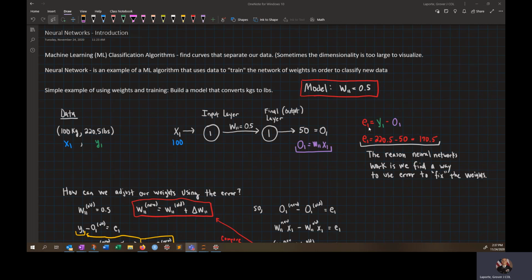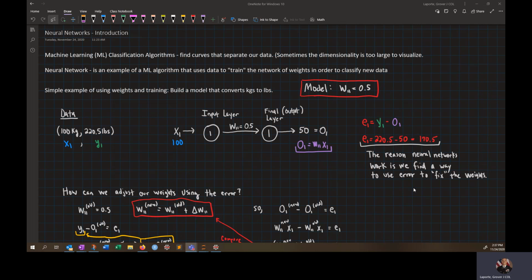And we found out that because we know the true value, right, the target should have been 220, we got some error. So we got 170. If you did the subtraction here, you'll see that it's 170.5. So the idea behind a neural network, the idea behind these networks, is that we're able to find a way to use the error to fix the weights.